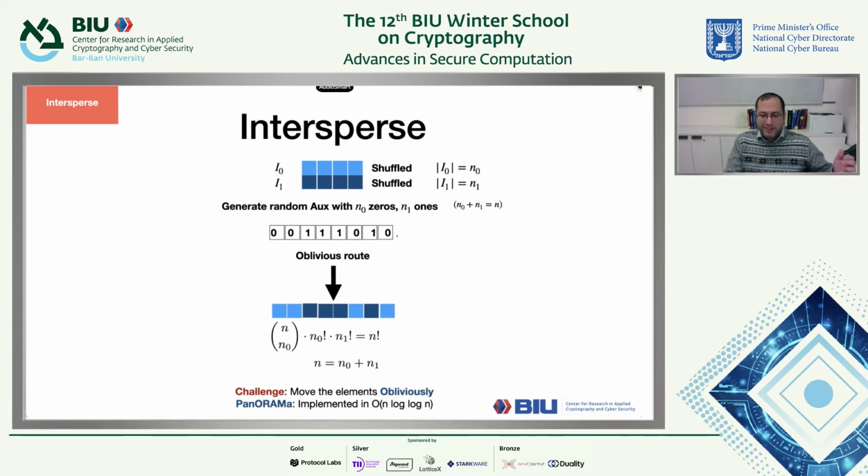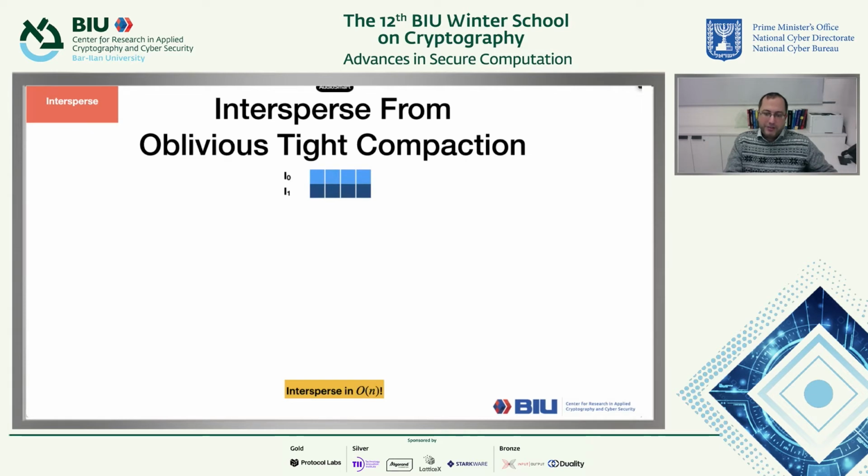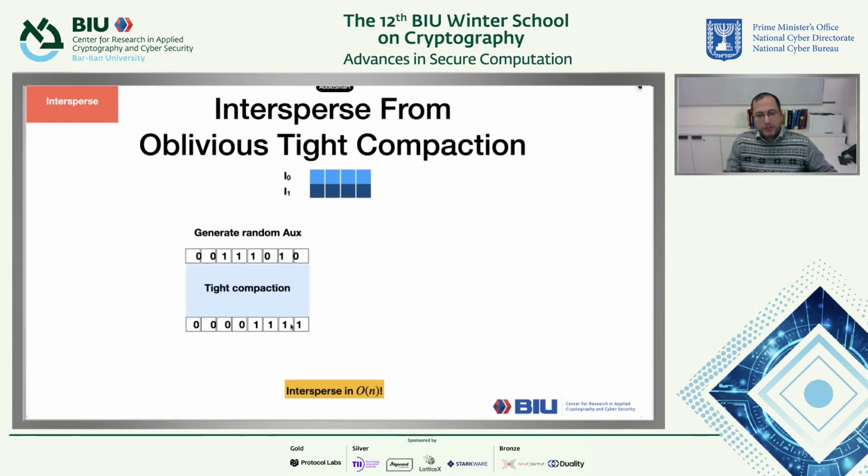building block is compaction. How this is going to work: I'm going to take my two arrays, generate this random auxiliary array, and then run compaction on this auxiliary array. What I'm going to get, with tight compaction, is all the zeros in the beginning and all the ones at the end. Our tight compaction was in the balls and beans model. It means that at the end of the day, it just moves balls around.